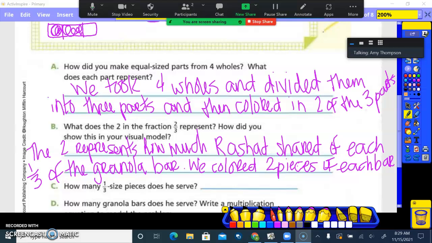For letter A, we said we took 4 wholes and divided them into 3 parts and then colored 2 of the 3 parts. For letter B, what does the 2 in the fraction 2/3 represent? How did you show this in your model? We said the 2 represents how much Rashad shared of each 1/3 of the granola bar. We colored 2 pieces of each bar. How many 1/3 size pieces does he serve? So what did we say?